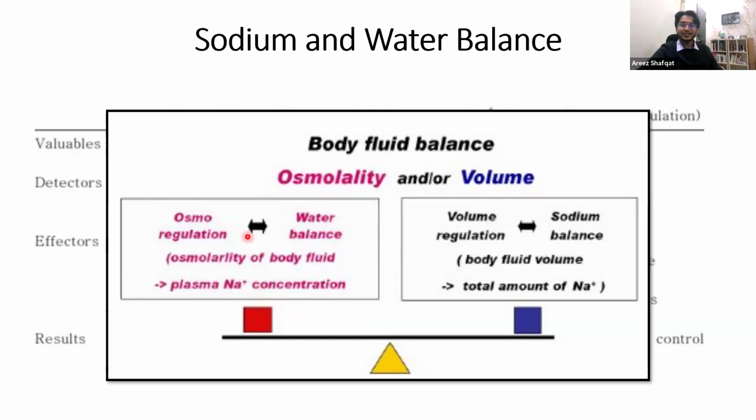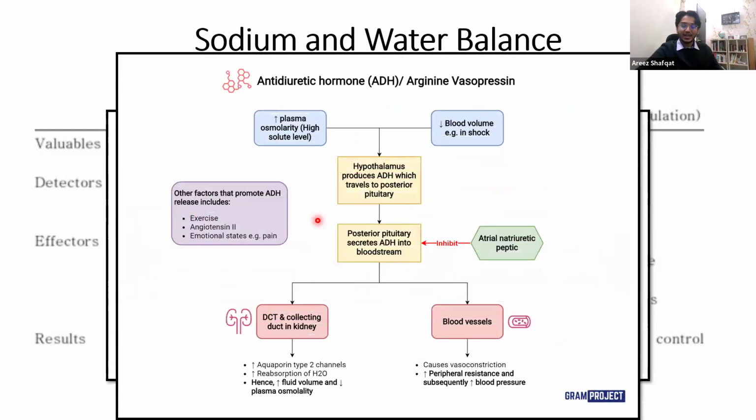So water balance determines osmolality. Sodium balance determines blood volume. Sodium balance is controlled by the renin-angiotensin-aldosterone system. Water balance is controlled by ADH. ADH has basically two effects or two stimuli. One is an increase in plasma osmolality. One is a decrease in blood volume. This doesn't happen all the time. It only happens in severe circumstances.